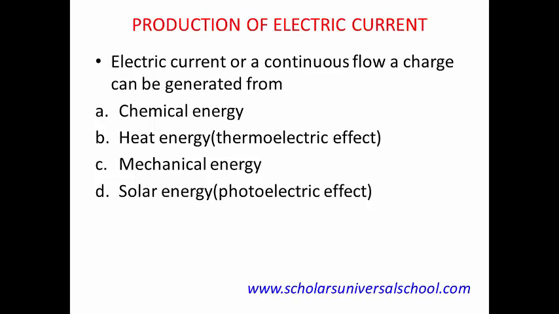Now, electric current or a continuous flow of charge can be generated from 4 different forms. It could be gotten from chemical energy, or heat energy, which we call the thermoelectric effect, the kind of continuous flow of charge that is gotten from heat. Now, mechanical energy, a very good example is your generator. Your generator converts mechanical energy into electrical energy.